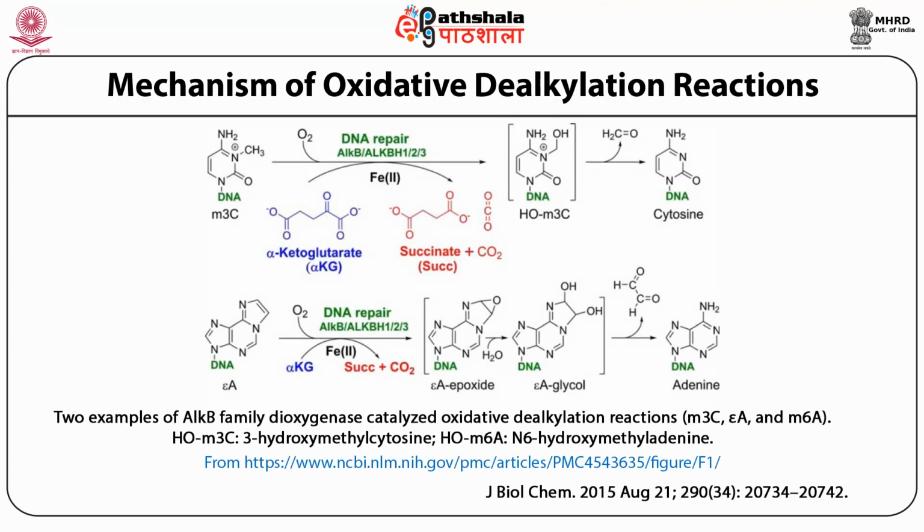This is the cartoon depicting how this oxidative dealkylation reaction works. So in the presence of, as shown in the cartoon, methylated cytosine, in the presence of oxygen and iron, this ALKB or ALKBH 1, 2, 3, any of the enzymes would be following the same mechanism. They, in the presence of iron, can remove the methyl groups, resulting in cytosine formation. Similarly, they can also remove methyl groups from hydroxymethyladenine as shown in the cartoon below.